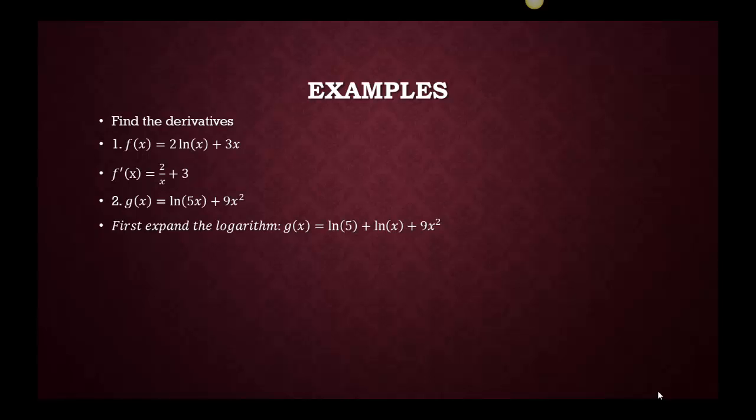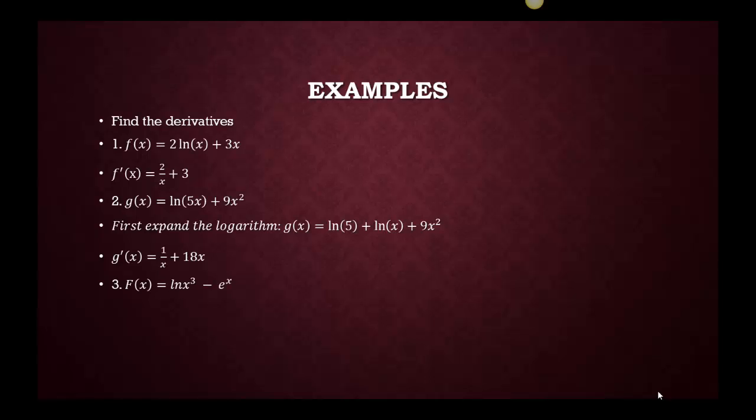The natural log of 5 then, do you see it does not have an x in it? It means it's a constant. So when I take the derivative of the natural log of 5, it's going to be 0. So you can see that g prime of x, the natural log of 5 is gone, it was 0. Natural log of x becomes 1 over x, and plus 9x squared, derivative is 18x.